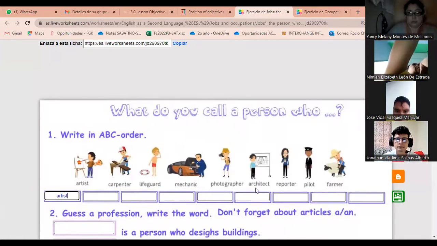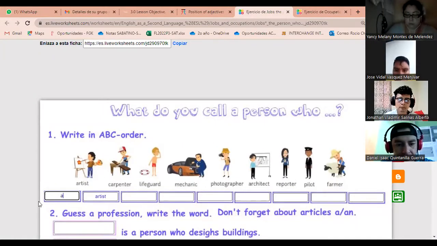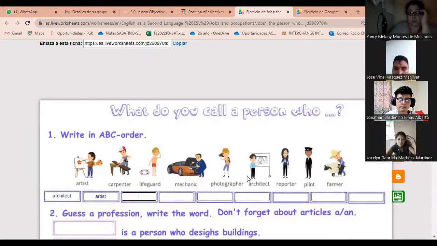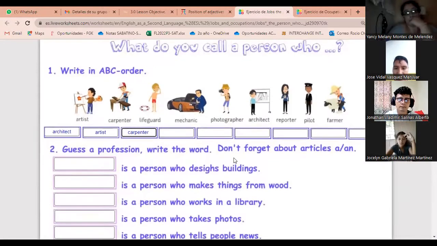Actually artist will be number two because we have architect first and it's A-R-C, right? Architect, artist. What is next? Carpenter. Exactly. Okay, so do the exercise, please. Continue doing it.